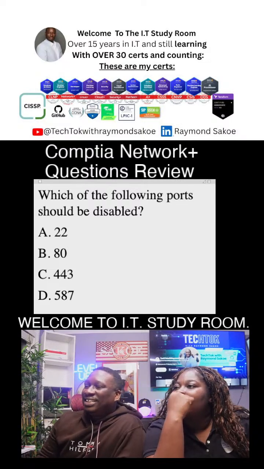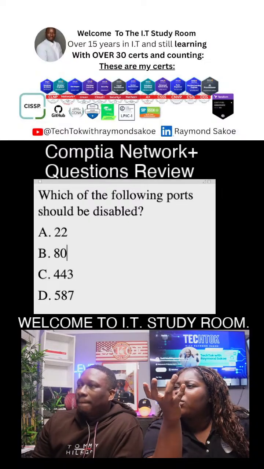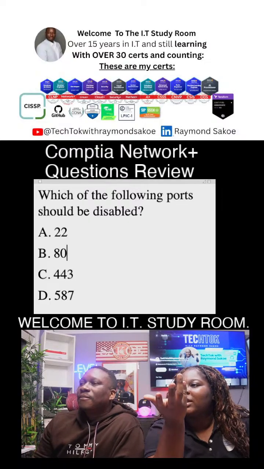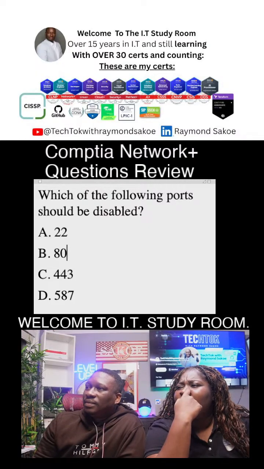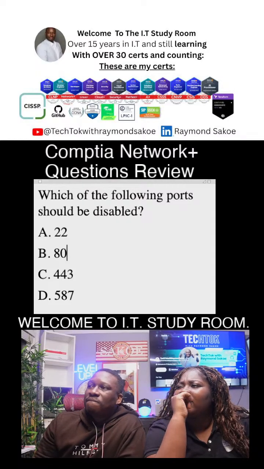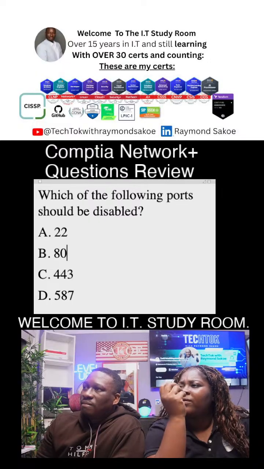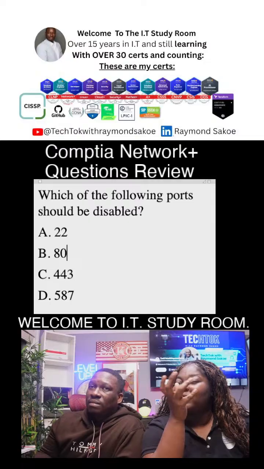C2 drop is saying it depends on why you want to disable it and what you're protecting. Roshan says disable all ports except which requires in your network, and Michael's is saying that if you work in vulnerability management, they would tell you to disable both plus 587.